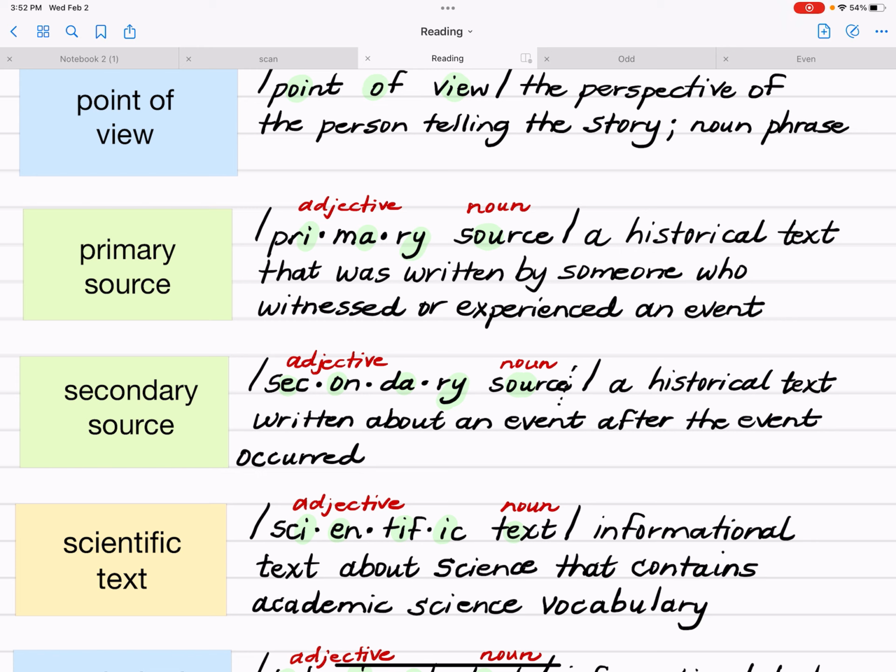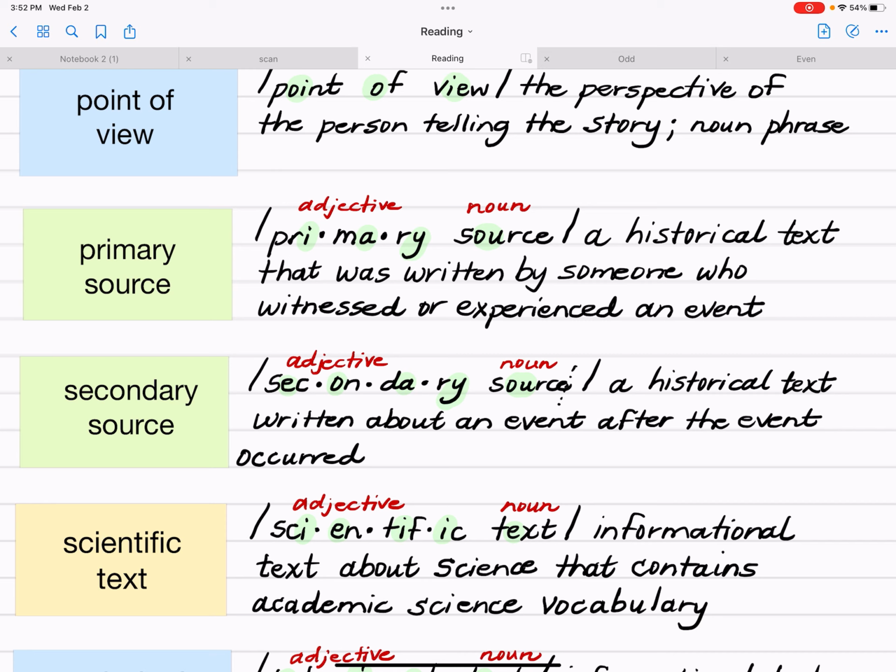A primary source is a historical text that was written by someone who witnessed or experienced an event. A secondary source is a historical text written about an event after the event occurred. So if the narrator of the text is a witness to an event, this person is an eyewitness, he or she is a primary source.